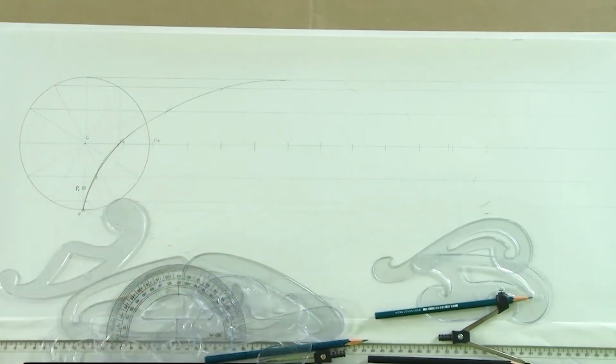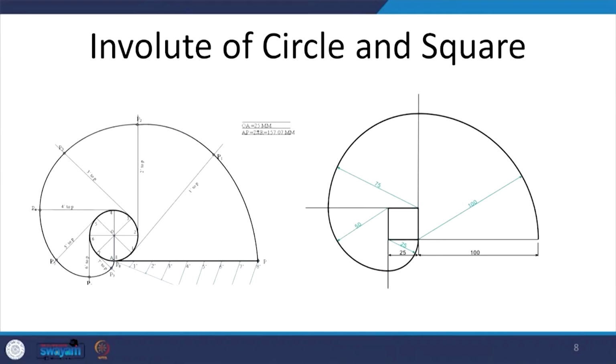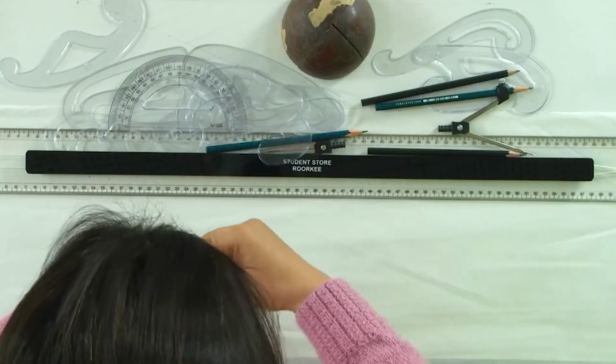We will now move on to the next curve, which is the involute. So, what is an involute? Involute is actually the path which is traced when a thread which is wound on a circle or any other shape is opened gradually in such a manner that the thread remains in tension. It is the path which is traced if a thread wound on a circle or any other shape is gradually opened in such a manner that one part of the thread is opened at a time.